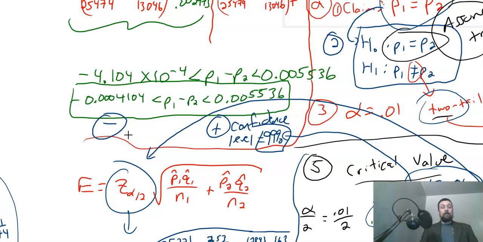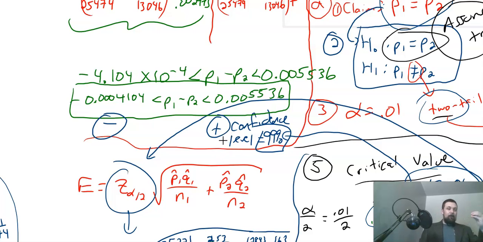If this difference happens to be on the negative side, then P1 is actually less than P2. If it happens to be on the positive side, then P1 is greater than P2, and also 0 is within this estimate. So if it happens to equal 0, P1 is actually equal to P2. And all three of those are possible, right? And so we're 99% confident it could be any of those three cases, and so we can't draw any conclusions.